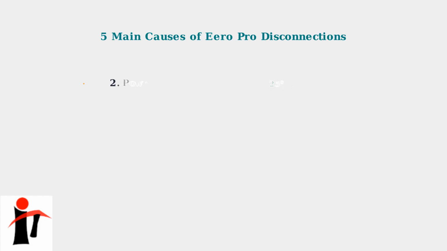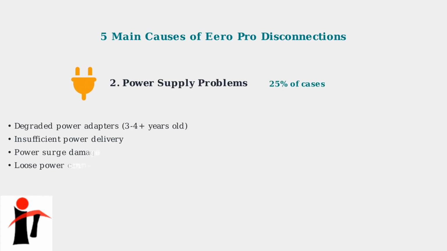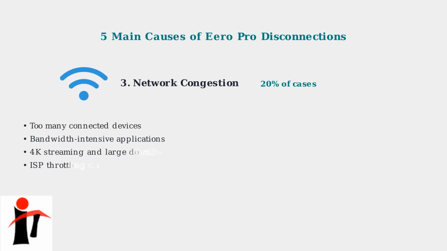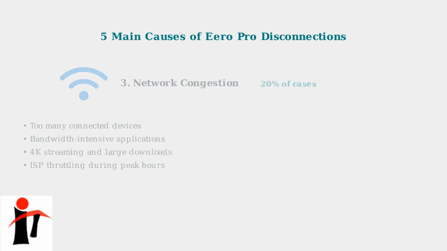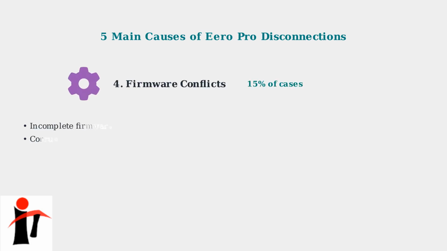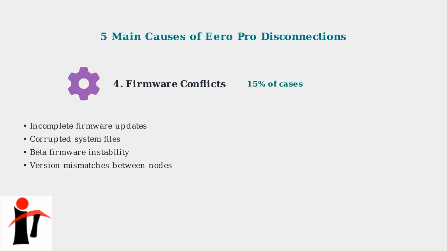damage. Power supply issues account for 25% of disconnection problems. This is especially common with Eero units that are 3 to 4 years old or older, as power adapters can degrade over time. Network congestion causes 20% of offline issues. When too many devices connect to your Eero network, or when bandwidth-intensive applications consume too much data, the system can become overwhelmed and disconnect. Firmware conflicts represent 15% of disconnection cases.